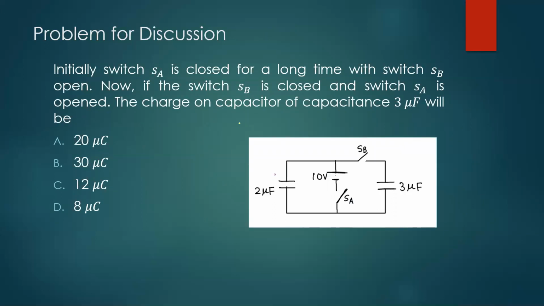Okay, yeah. So take a look at this problem. See here, initially switch A is open. So you can forget about the 3 microfarad capacitor. So I just have this 2 microfarad capacitor. And again, if you don't have a resistor, long time is like almost instant, right? So 10 volts, and this capacitor quickly gets charged. So this will be positively charged, this will be negatively charged. Now, what will be the charge here? It will be CV, right? So 20 microcoulombs.